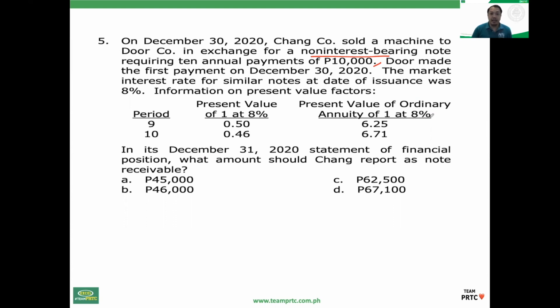Kaya lang, ang hinahanap dyan, carrying amount. Yung first payment made already on December 30, 2020. So meaning, kung 10 payments yan, minus mo yung first payment, as of December 31, 2020, 9 payments remaining. Okay? At dahil series of equal payments yan, gagamit tayo ng annuity. Since the next payment is after 1 year, ordinary annuity.